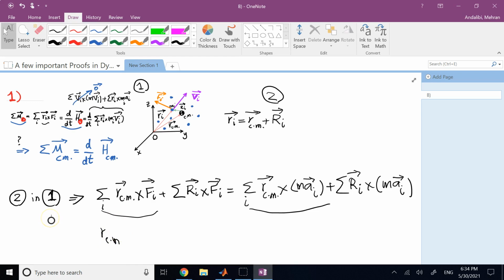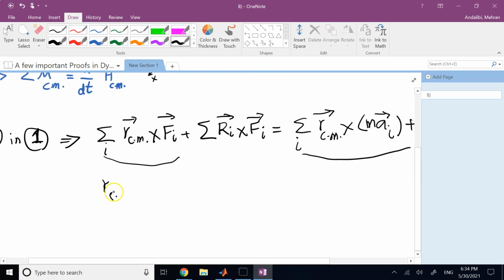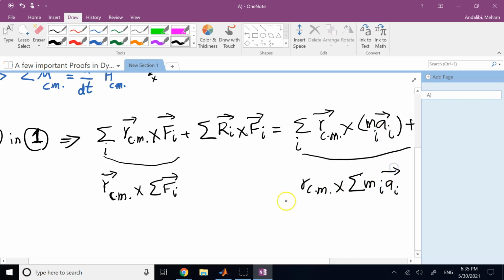Let's see if I can write it a little bit better. It's not really super easy to write on the monitor. Cross summation Fi. And this is going to be RCM cross summation of MiAi. Correct?